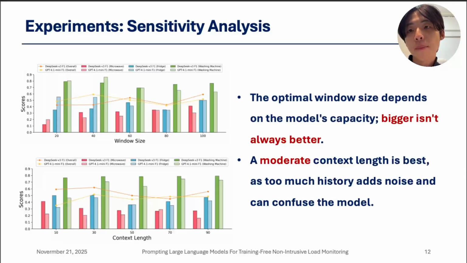Larger models can benefit from longer window size, but smaller models actually perform worse when the window size is too long. And for the contextual alerts, there is a sweet spot. A short context helps stability, but a very long history may add noise and confuse the model. So in other words, for LLM-based NILM, you really need to consider model size, the window size, and the contextual alerts.